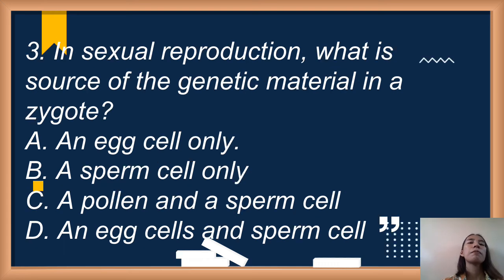Number 3. In sexual reproduction, what is the source of genetic material in the zygote? A. An egg cell only. B. A sperm cell only. C. A pollen and a sperm cell only. D. An egg cell and sperm cell. That is the answer, letter D. Very good. It is an egg cell and sperm cell.